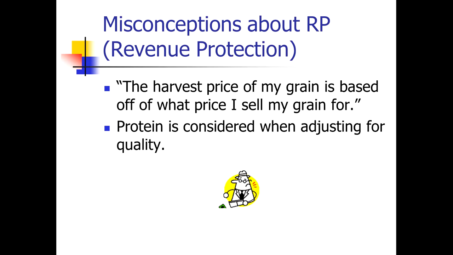Then the other thing: protein's considered when adjusting for quality. This is not the case on spring wheat or winter wheat. So that's one of the quality factors that they don't use. Well, one thing they do use on spring wheat now is falling numbers. And so if you have issues with falling numbers on spring wheat, we can get some adjustments for that at least, which is good. And then of course, test weight and mold, damaged kernels, that kind of thing we can use to get you deeper into a claim, but protein is not one of those factors.